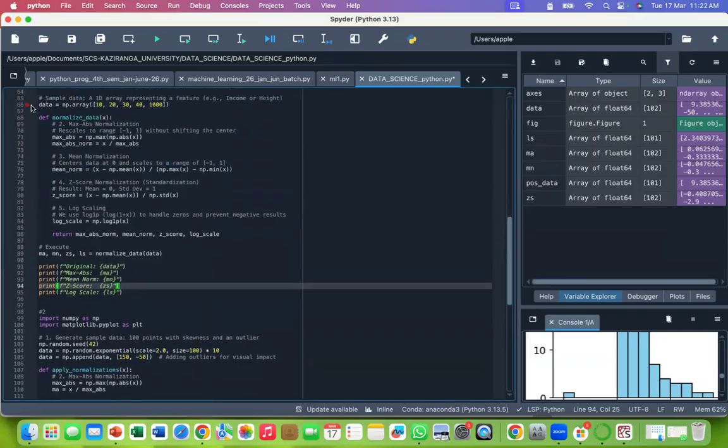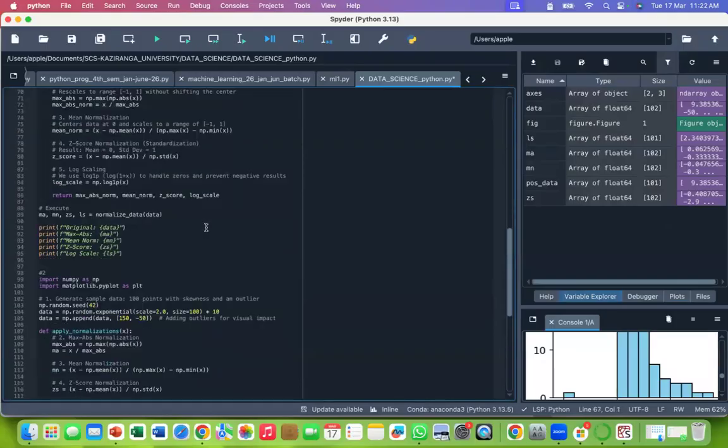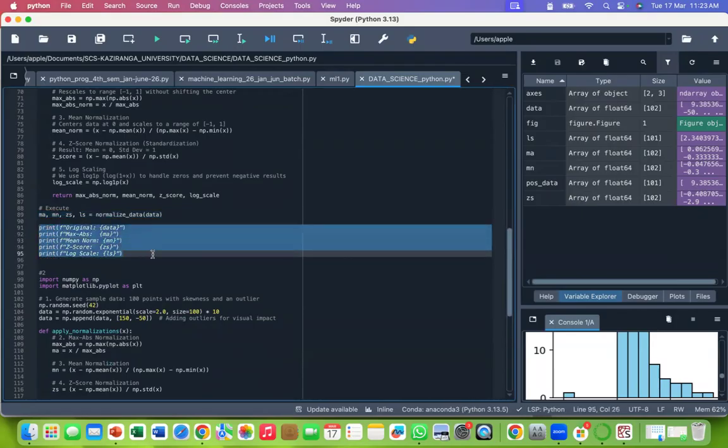Here, this is the data, right? Whatever values come will be max abs norm, min norm, z-score, log scale, and they have been assigned to MA, MN, ZS, LS respectively. तो ये सारे values इसमें आ गया है, MA, MN, ZS, LS. मतलब max abs norm MA में, min norm MN में, Z score ZS में, and log scale LS में. ठीक है? तो print कर लिया हमने सारे values.